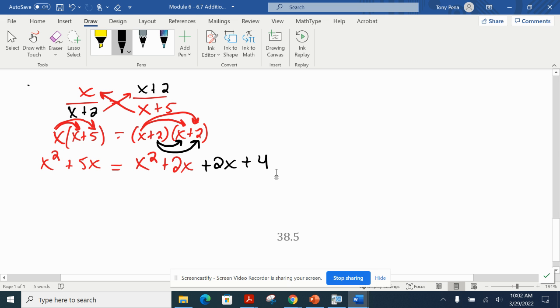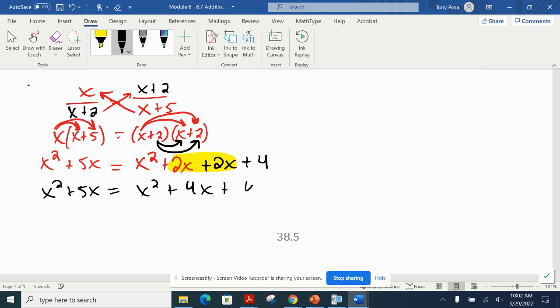Let's clean that up a little bit. The left-hand side, there are no like terms on the left-hand side, so I'm just going to rewrite it. But on the right-hand side, you'll see that we have some like terms, so we're going to go ahead and combine the two x's. So we end up with an x squared plus a 4x plus a 4.